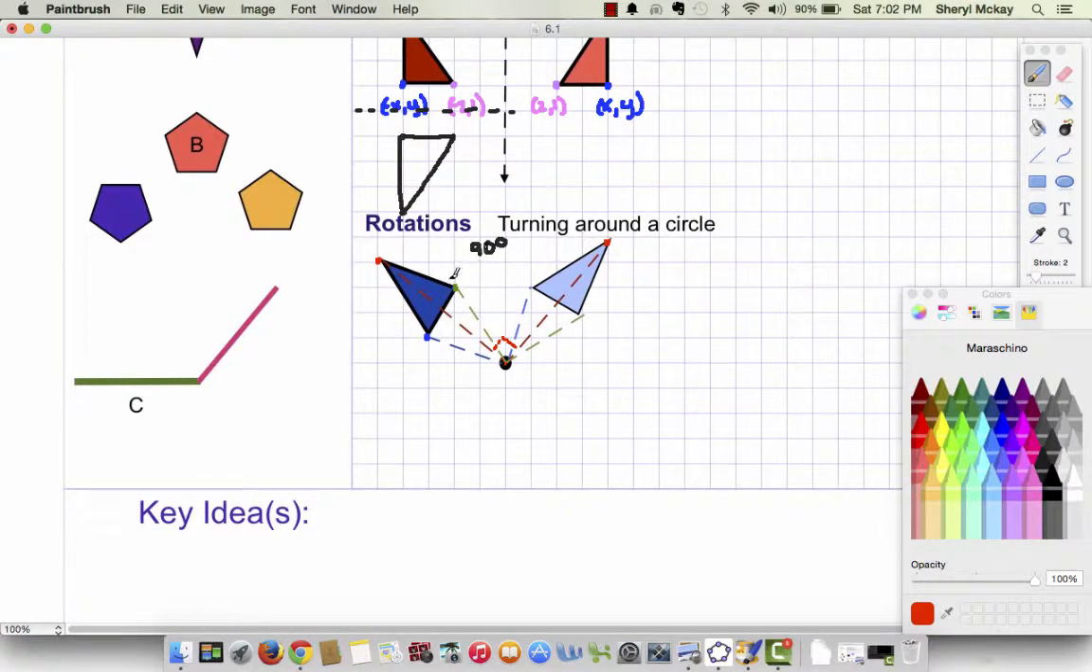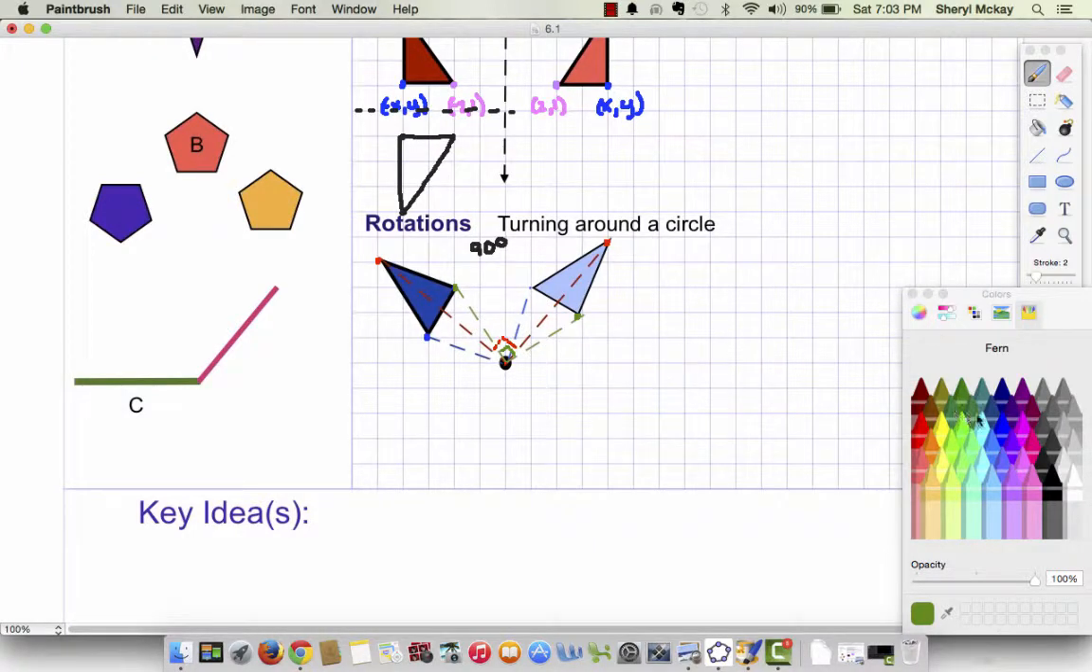Okay? And then we're going to do the same thing for our green point, which is right here. So we draw our line down to our center point, and then we're going to take this line and rotate it all the way around 90 degrees. Again, we're making a 90-degree angle, and we end up right here. Okay, so it's rotating around, and these two green lines are the same distance. It's a radius of a circle.